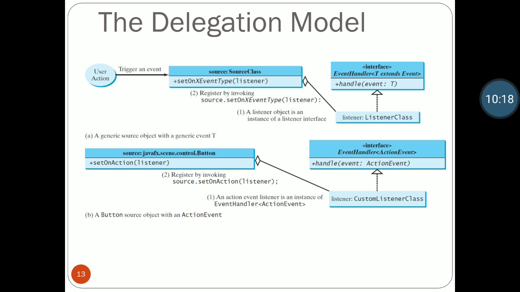In the delegation model, we can see here first the user action. If the user is performing any event, like clicking a mouse button or entering a keystroke, then some trigger will happen and trigger an event. Then it goes to the source class that has the setOnX event type method. It will go to the event handler, and there we will handle that event, meaning after clicking that button, what is going to happen we will handle there.